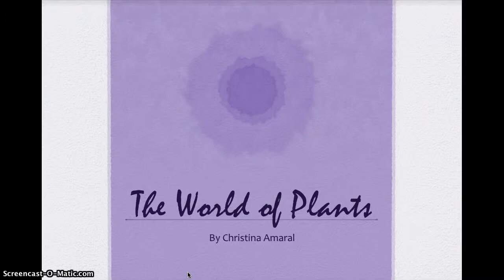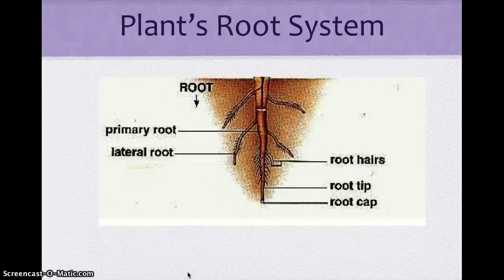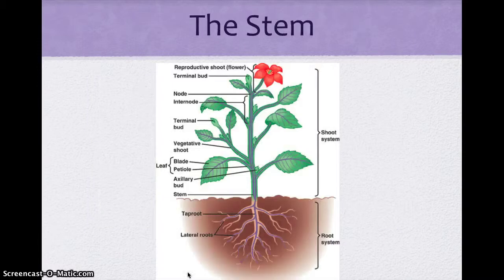Plant roots have root hairs that increase the surface area for more water absorption. Next, you have the stem. The stem has vessels that transport sap and water through the plant. Sap is a nutrient-rich fluid that contains lots of sugar.